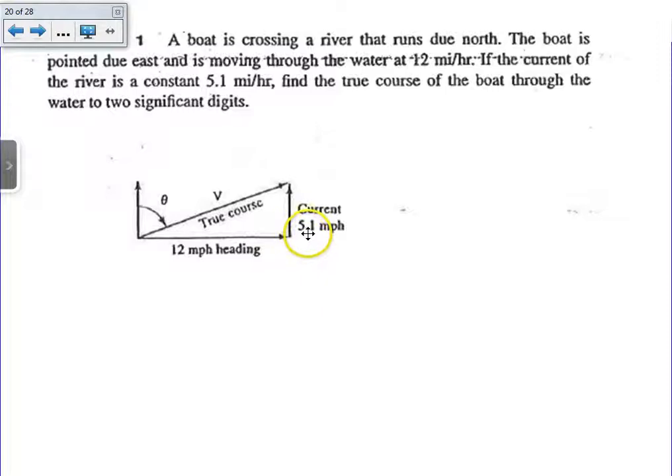Find the true course. So first thing I think we need to do is realize this is a right triangle. Let's go ahead and use the inverse tangent. Now they called this theta. I'm going to actually switch this and call it beta, because for bearing. Let's find this angle right here. So we could use an inverse tangent function of opposite over adjacent.